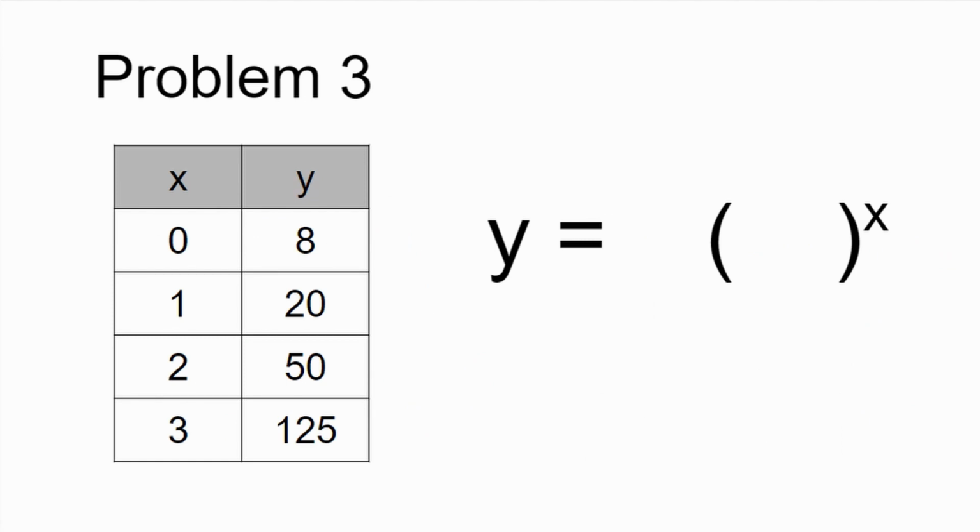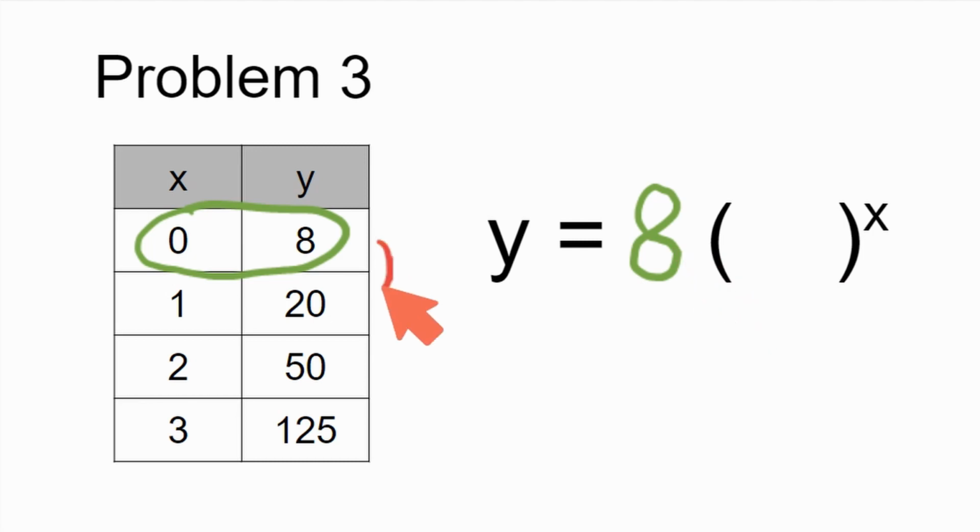Problem 3. Here we're going backwards. We're starting with our table, and then we're going to write an exponential equation. Let's first identify what's the initial value. Notice that when x equals 0, we're starting with 8, so our initial value is going to be 8. Where are we going to write 8 in our equation? 8 is going to be the constant that's going to be multiplied on the outside. So our 8 goes there.